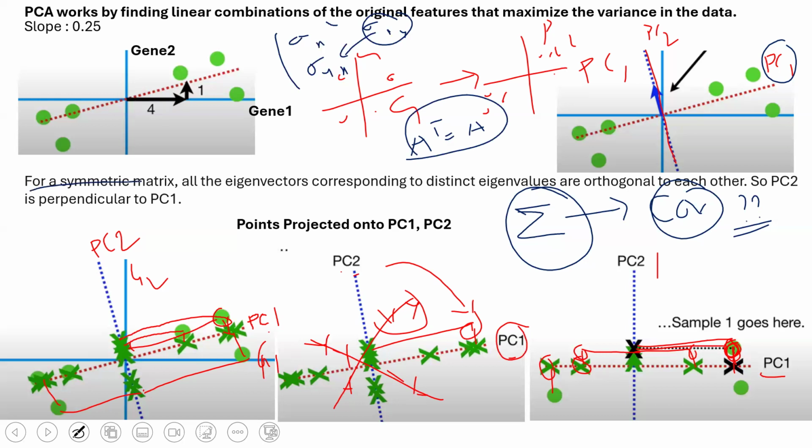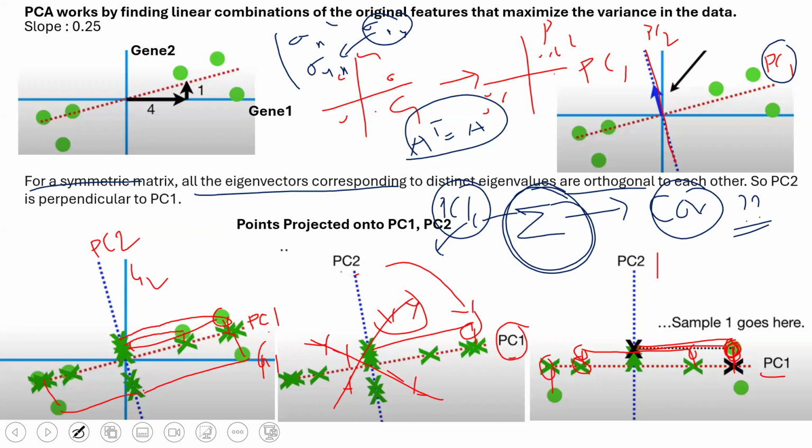For a symmetric matrix, all eigenvectors are orthogonal. That means the eigenvectors of a symmetric matrix are the principal components. So all principal components are orthogonal to each other. That's why I simply said all. This is the reason why principal components are orthogonal to each other. Understood? Is that clear?